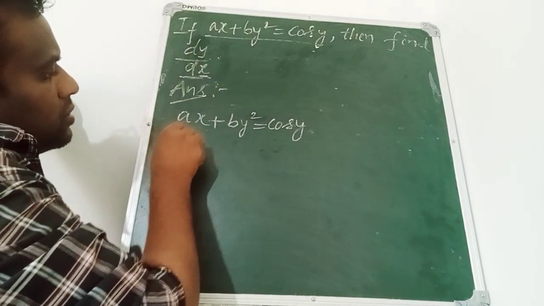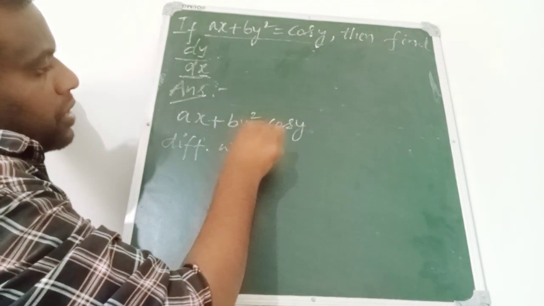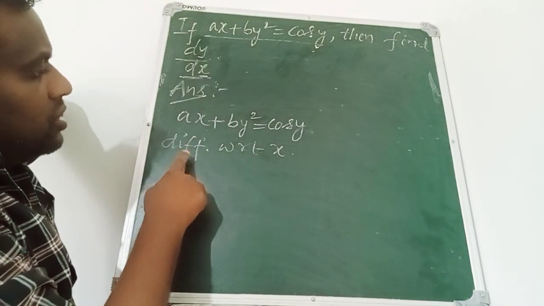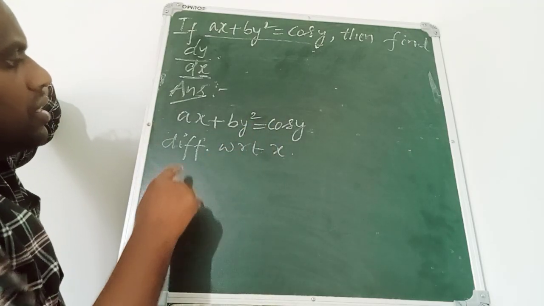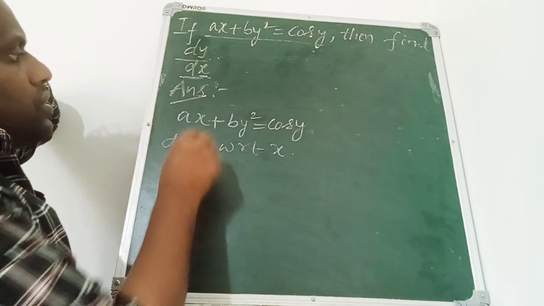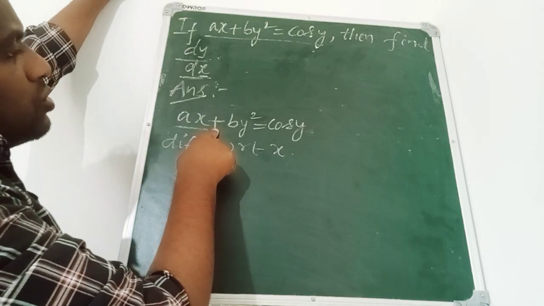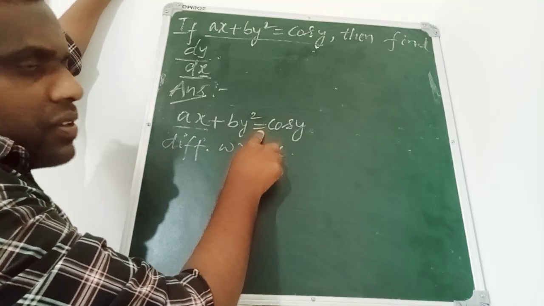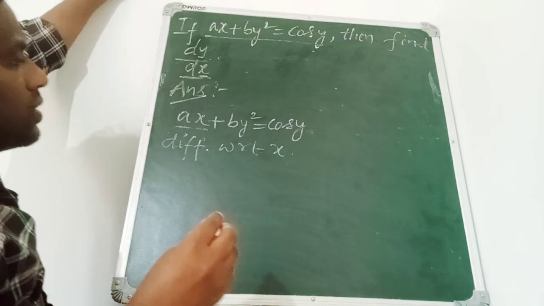Now write down: differentiate with respect to x. This is just the short form of differentiation, with respect to x. What you will get? First take the first term. Here plus is there, so we can differentiate this separately and this separately, and here the equal sign is there, so we can differentiate this separately, so there is nothing wrong.